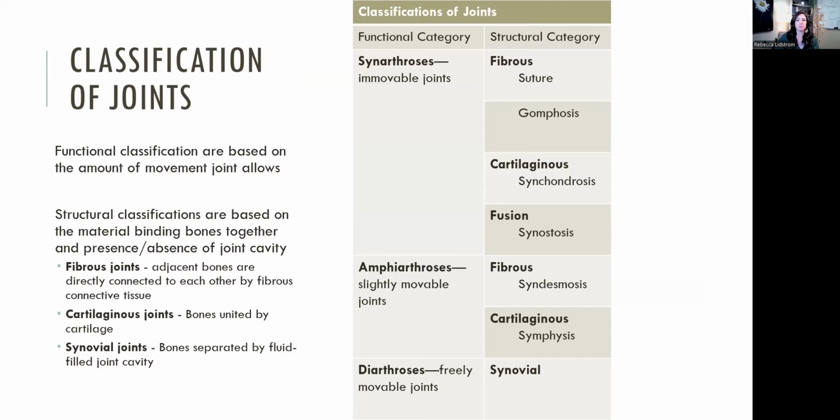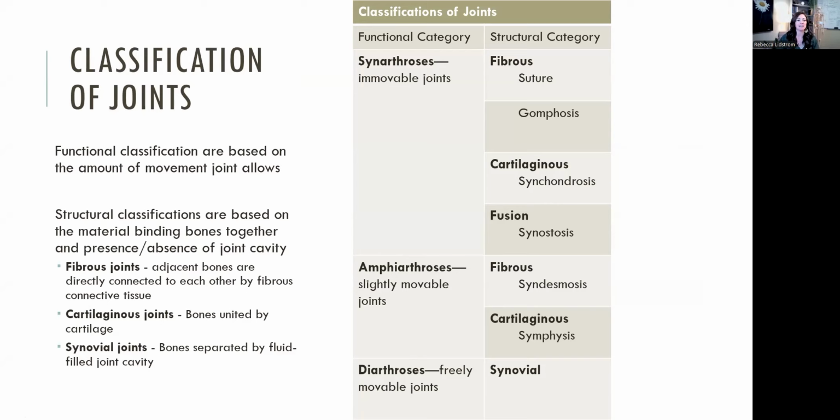Under this, we have two different structural categories that we'll look at. And then we have diarthrotic joints or diarthroses, and these are what we call freely movable joints. When you think about joints, you are probably thinking about these joints. These are our synovial type joints. These are what we have in our elbow and our knee and in our hip.